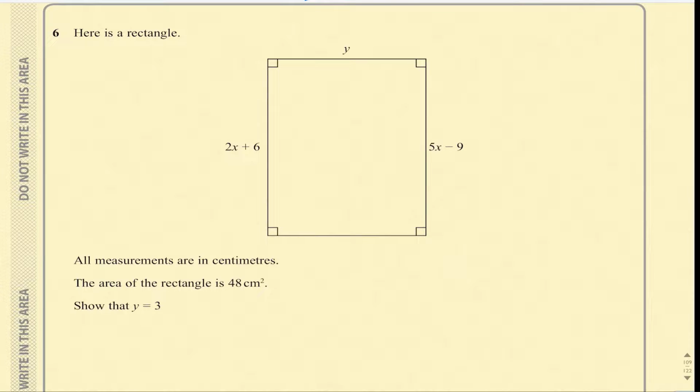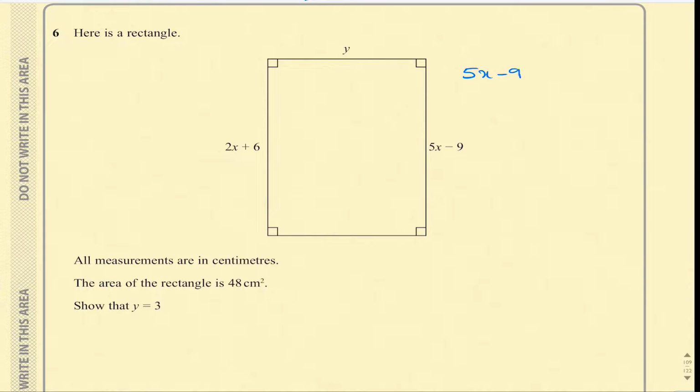Right, question 6. Here is a rectangle and all measurements are in centimeters. The area of the rectangle is 48 centimeters squared. We need to show that y equals 3. Well, the two parallel sides are always equal in this rectangle, and therefore we can start with the sides.